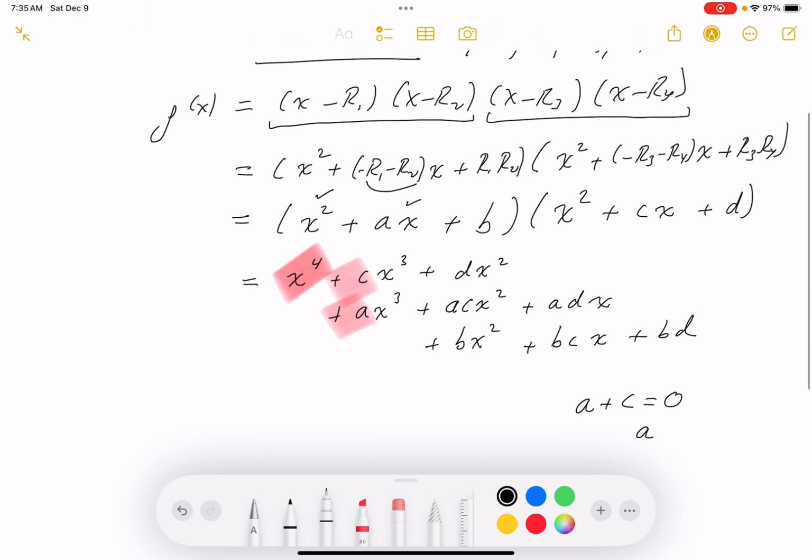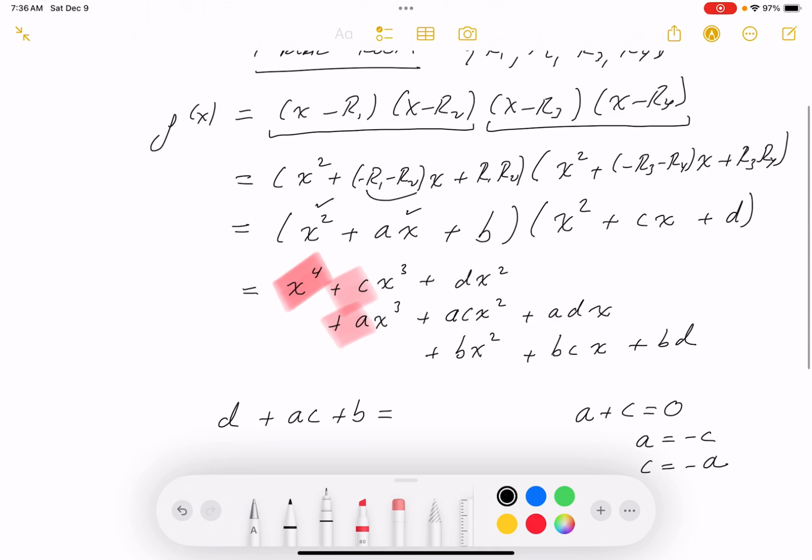It says A is minus C, or you might want to say C is minus A. Same meaning. All right, let's put the next one down. Let's do the squares then. What do you get? You get D plus AC plus B is equal to, and what does a square sum together?